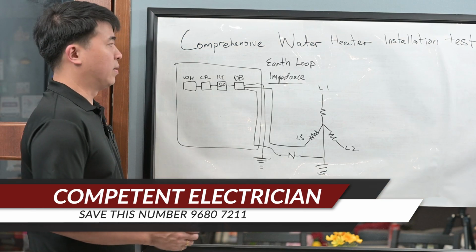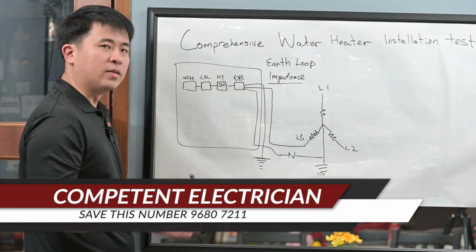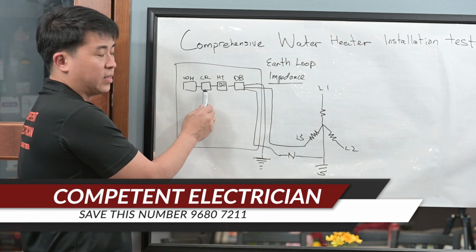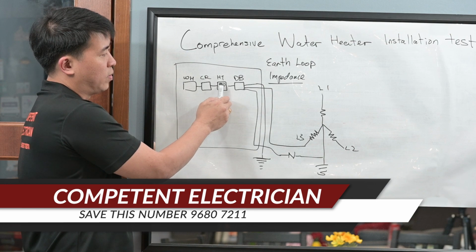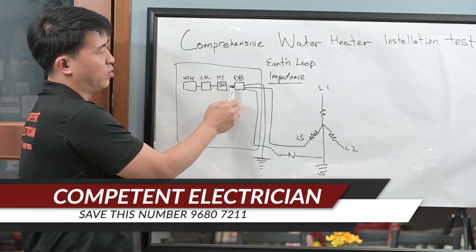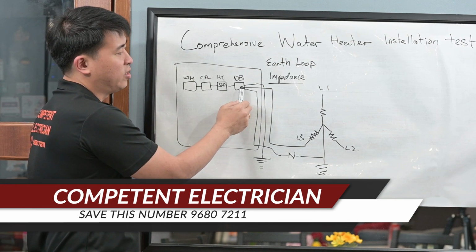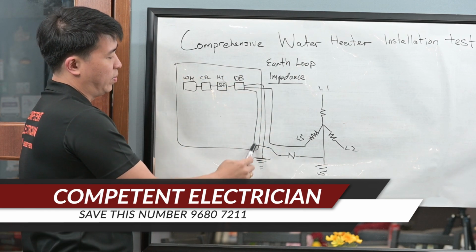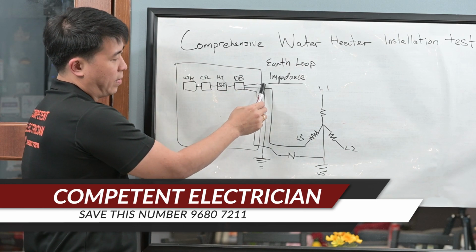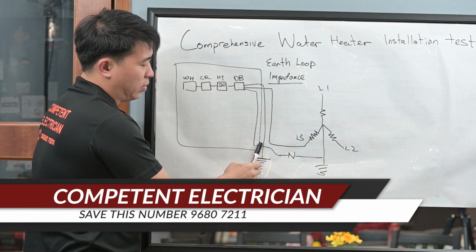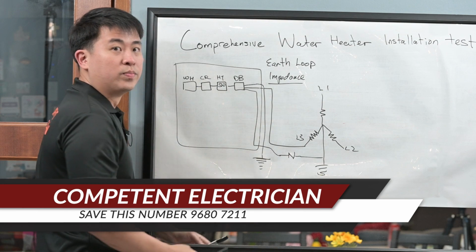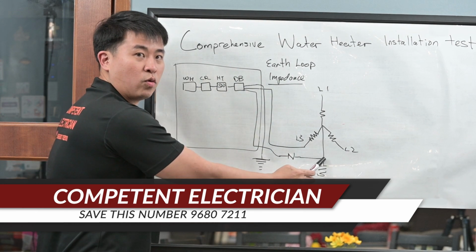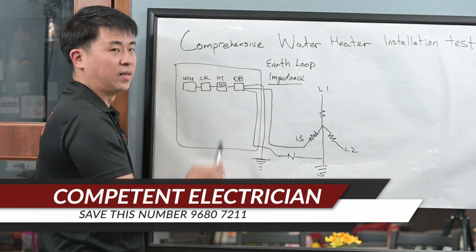Now let us look at the earth loop impedance test. What is an earth loop impedance test for? This will be the water heater, this will be the ceiling rose, this will be the water heater switch, this will be the distribution box, and this distribution box is connected to the building. This is the HDB building or this is a flat. Then the wire will be going all the way down to the switch room. Okay. Now we are going to perform a test to see whether there's a loop back in the circuit.